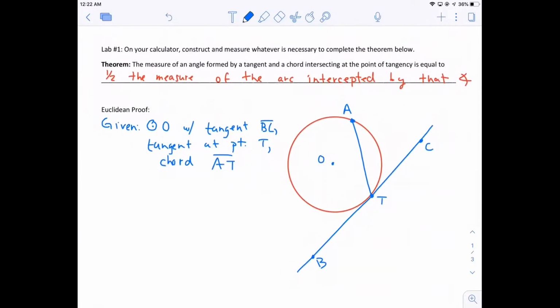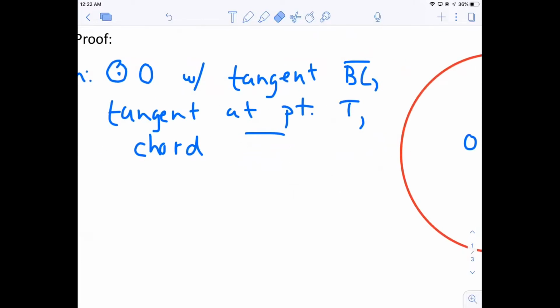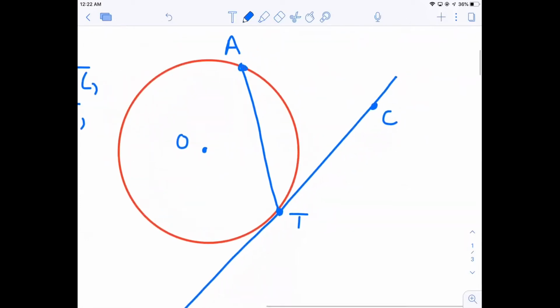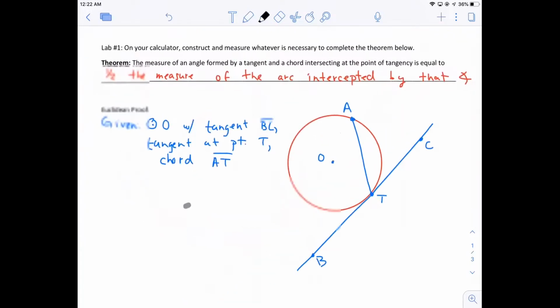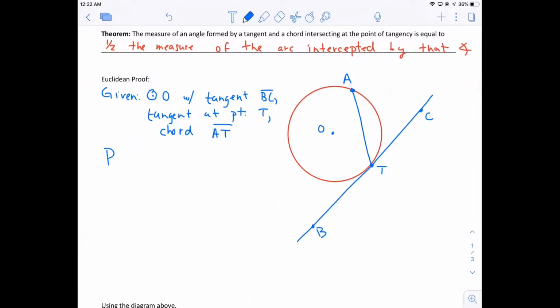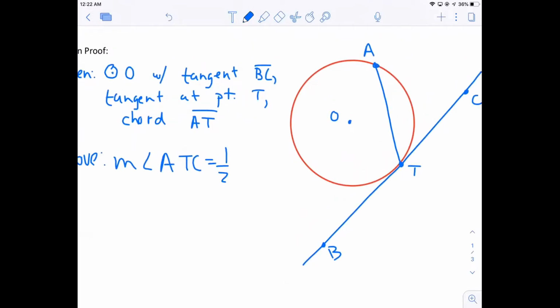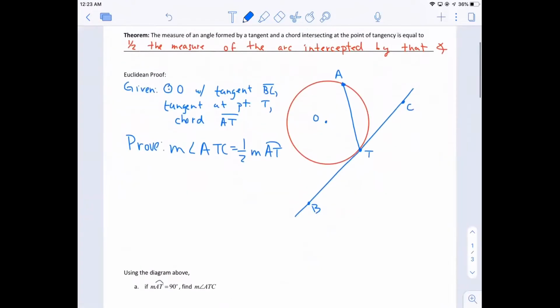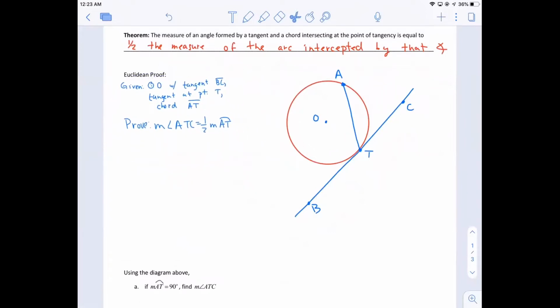All right. So based on what we saw in the calculator, what are we trying to prove in this diagram? Well, the theorem says that this angle here is going to be half the measure of that arc. So we're trying to prove that the measure of angle ATC is equal to half the measure of arc AT. All right, so there's our setup. How are we going to prove this? So I'm actually going to pause this recording. I'm going to write in all the steps and just talk through it.